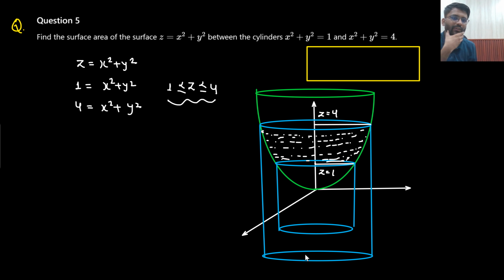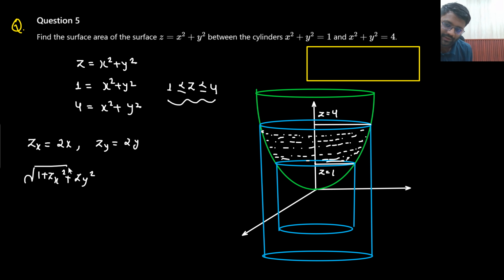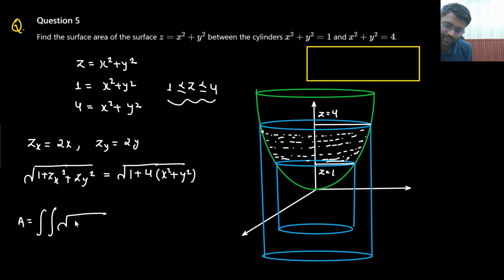So what we need to do, we need to find out the value of zx and zy, and we need to do the process. So let's find out the zx value. Zx value is 2x. We need to find out the zy value, that is 2y. What will be under root 1 plus zx square plus zy square? This we have already found out in one of the previous problems. So that will come out to be 1 plus 4 times x square plus y square. So our surface area will come out to be the double integral of under root 1 plus 4 times x square plus y square dx dy.